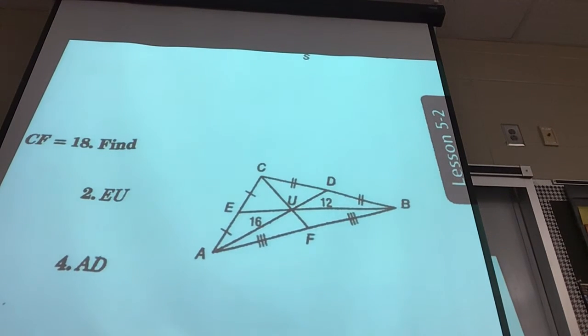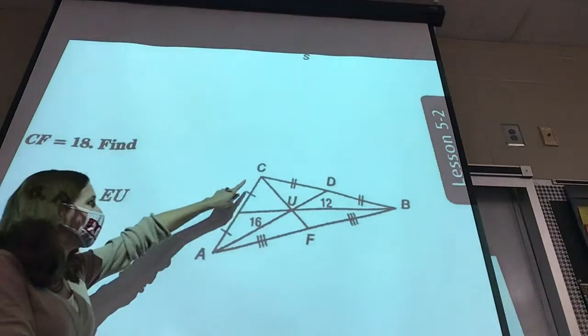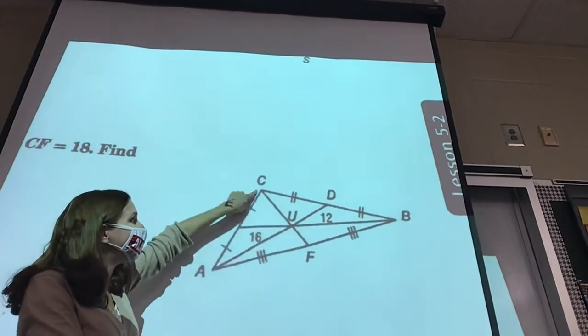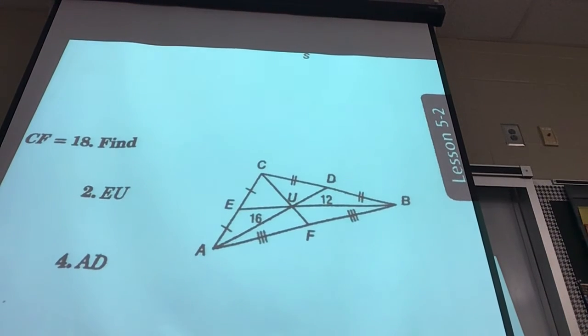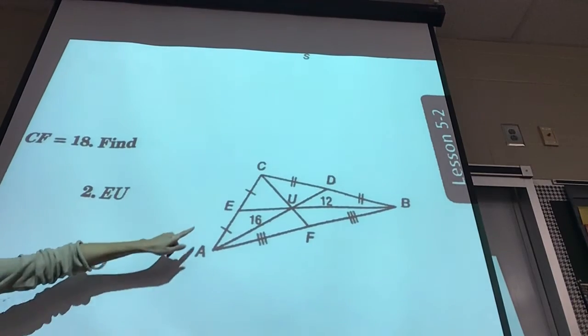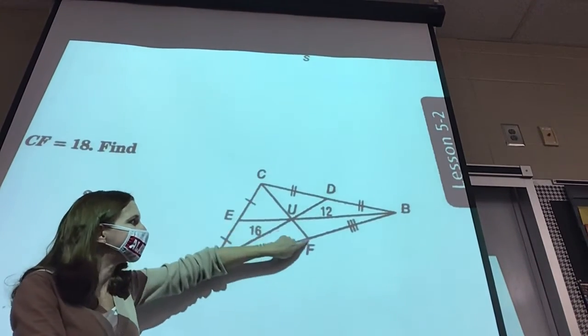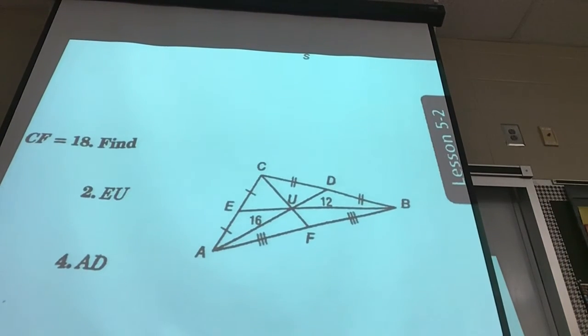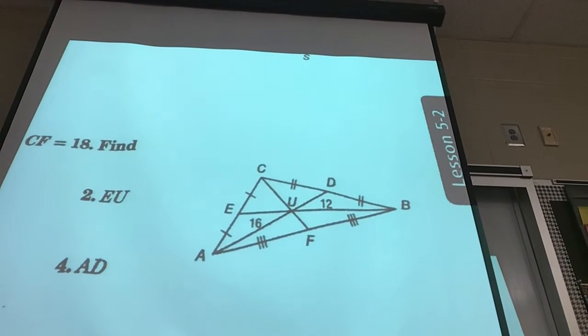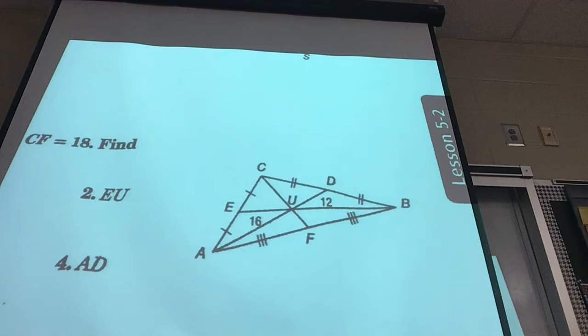Okay, now in this picture, they are also telling you that CF, from here to here, this line, the entire length is going to be 18. So write that on your paper. The entire length of CF, that entire line right here, is 18. So you now have three numbers. AU is 16, BU is 12, and CF is gonna be 18. So what does it need us to find? That's what I'm about to tell you.